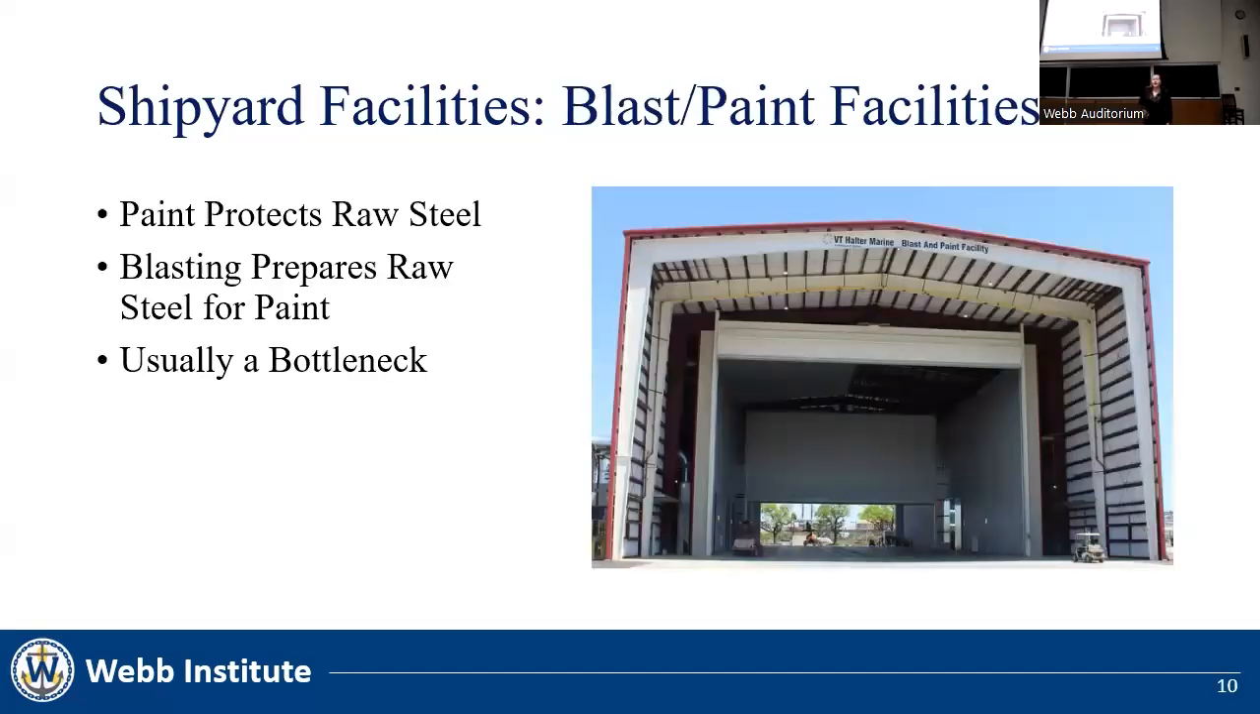Every steel shipyard needs to have blast and paint facilities because paint protects the raw steel from the harsh marine environment, and blasting prepares the steel to be painted. This is often a bottleneck in most shipyards because paint requires very specific conditions in order to dry, and throwing more labor at the paint will not make it dry any faster. This can cause delays in the future.